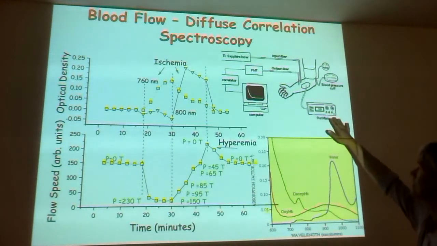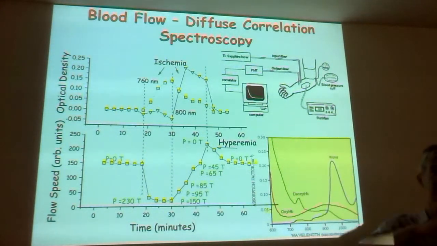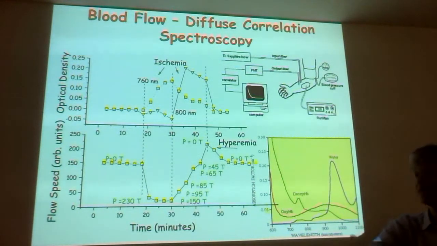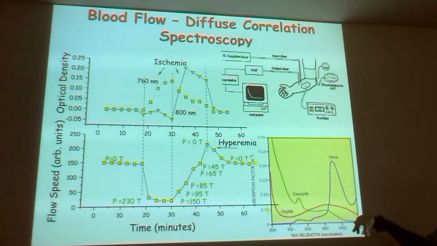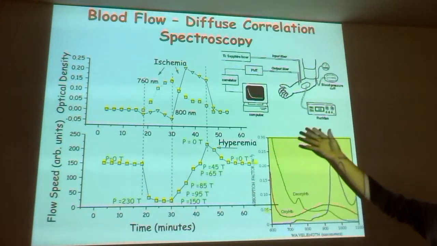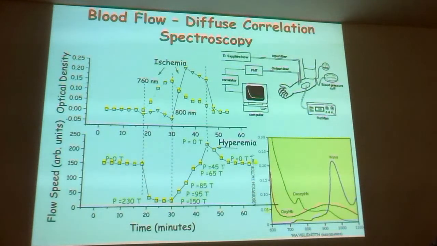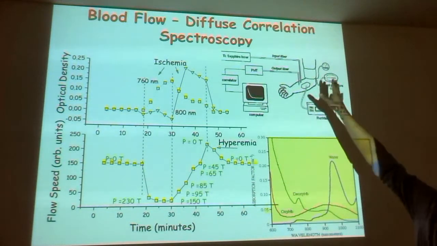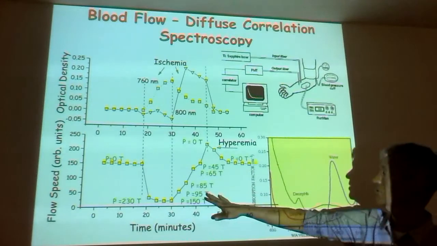So NIRS, the classic experiment, was doing that cuff occlusion experiment that we just discussed extensively. In our lab, we had the technology to measure a correlation function. So we wanted to do the classic experiment where we would occlude blood flow and see blood flow actually go to 0. I'll come to the details of diffuse correlation spectroscopy in a minute, but first I'll just give you the data.